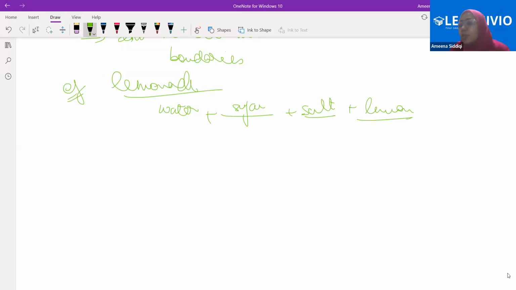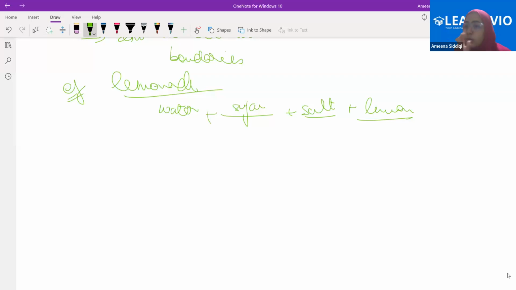And clearly, no chemical bonding takes place. You might add more sugar, I might add less sugar. You might add more lemon, I might add less lemon. Clearly, there is no fixed composition. Therefore, there is variable composition. Yes or no? Therefore, it is a mixture. Now, what kind of mixture?